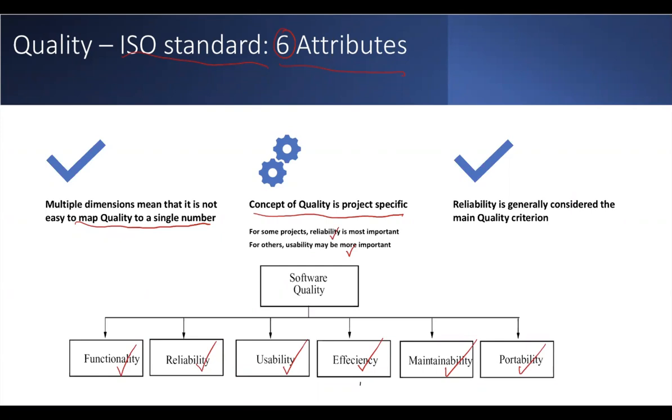In some major projects, reliability is commonly used as a factor of quality. In some other projects, you might use usability. I have seen a lot of complex projects where efficiency, reliability, and functionality, all combined, are used to judge the quality of the developed software. Generally, reliability is considered the main quality criterion. Most software projects use reliability as the main quality criterion, and then they add any other quality criterion to the reliability.